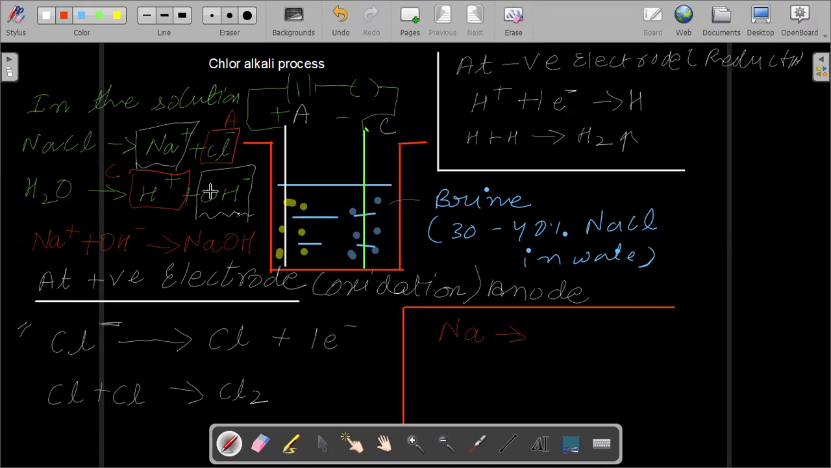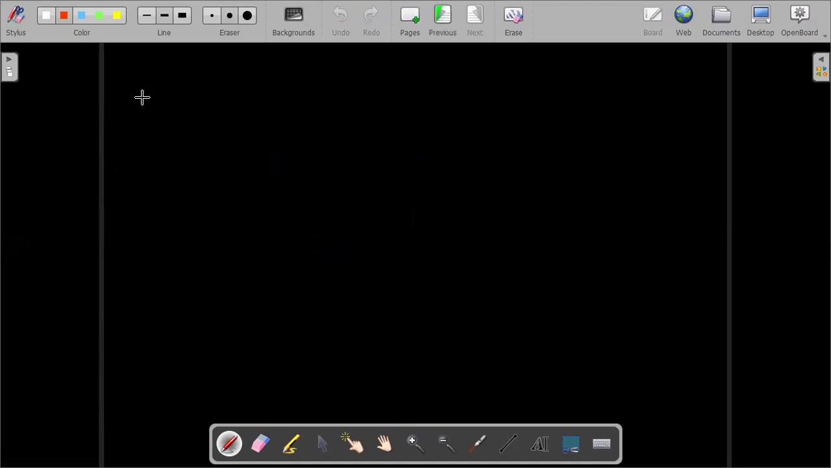Got it? Has everyone understood this chlor-alkali process now? Okay. Any doubts for anyone? No doubt. Okay. So now the products that we are obtaining. We obtain three products from here.